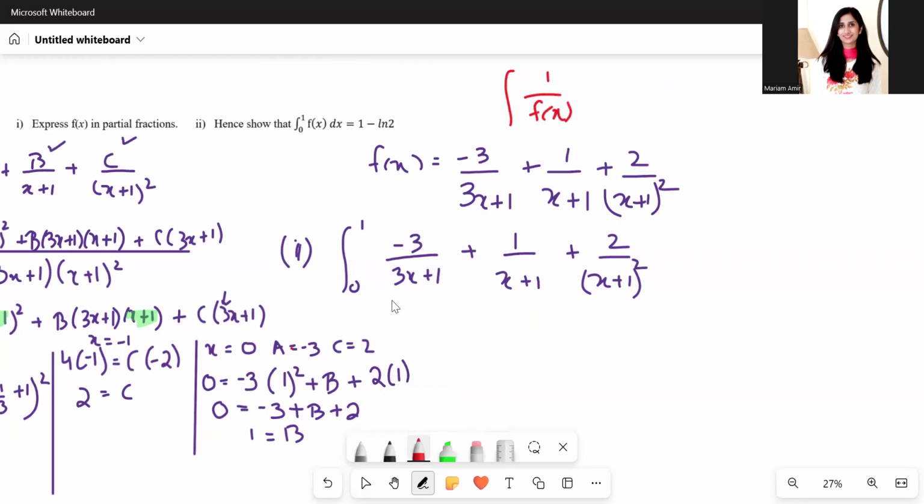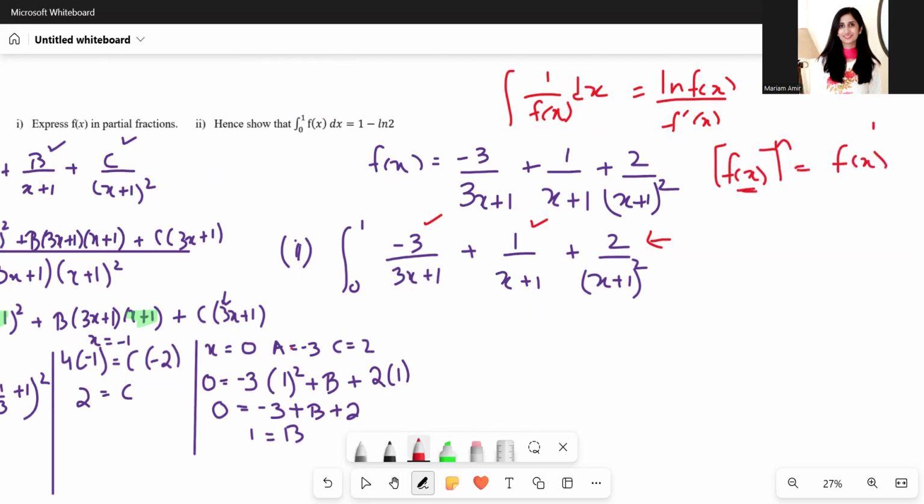So if f(x) is linear in the denominator and in the numerator you have 1, then the result of integration is ln f(x) over f prime x. We'll use that here for this one and for this one. And for this one, we'll use the other rule of integration, which is if you have f(x) to the power n and f(x) is linear, then this gets integrated to f(x) to the n plus 1 over (n plus 1) times f prime x. Okay, so let's start integrating.